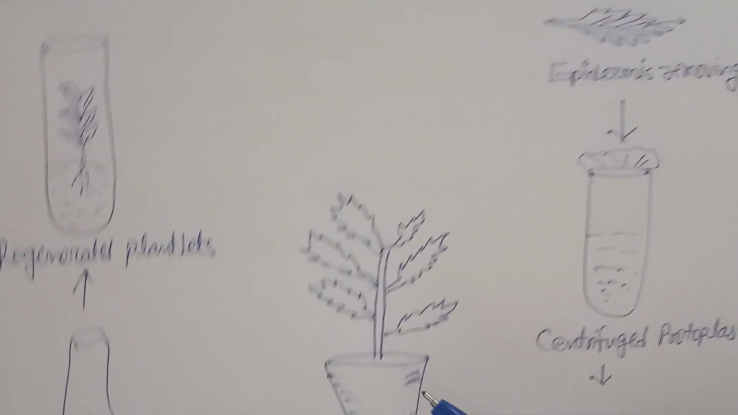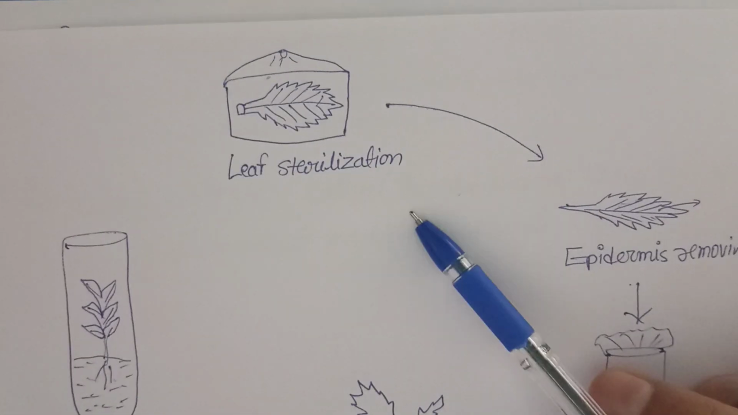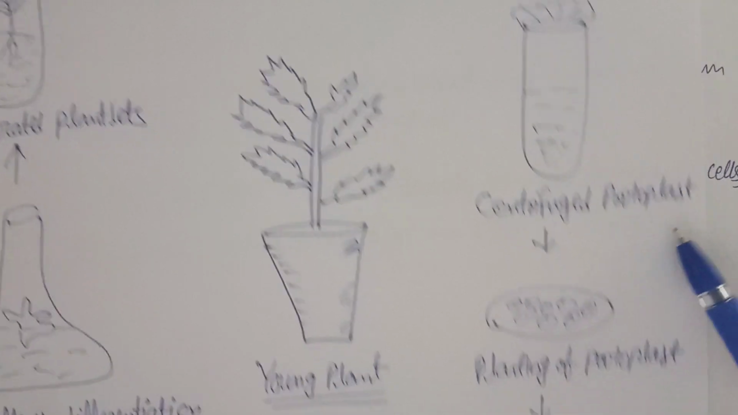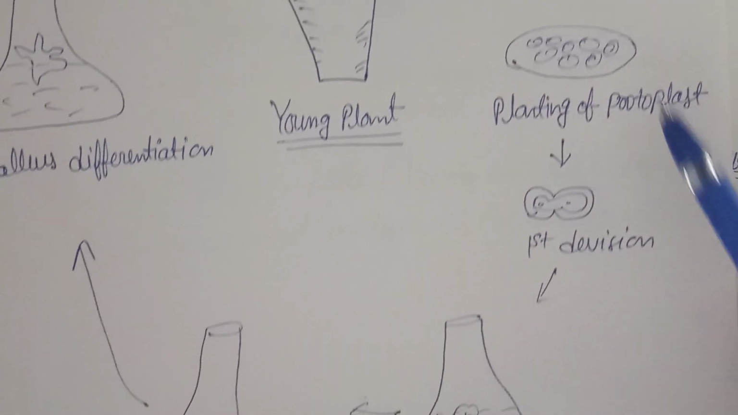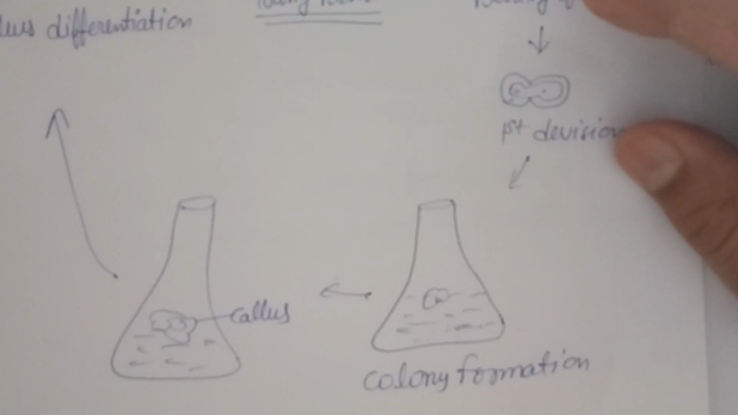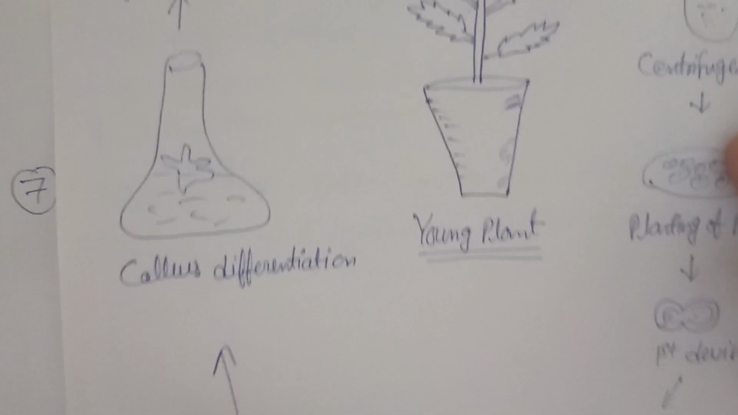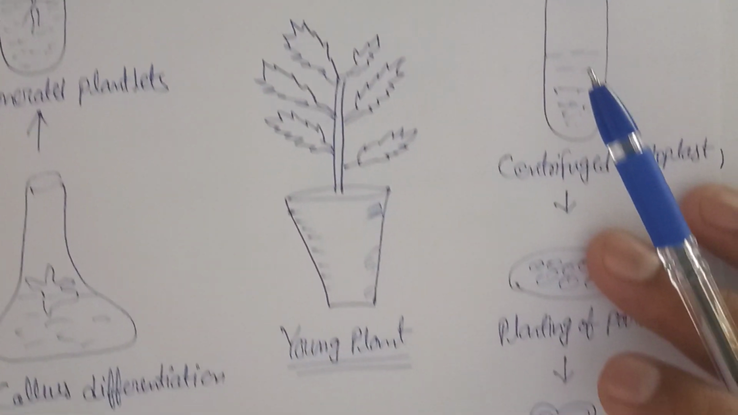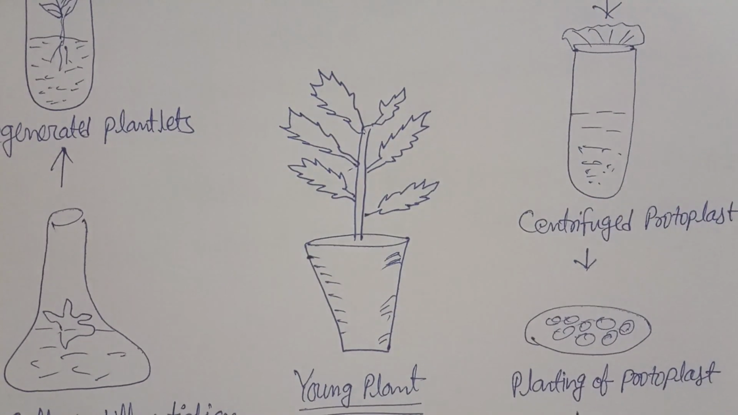So it is the step by step procedure of protoplast culture: leaf sterilization, epidermis removal, then centrifuging the protoplast, planting of the protoplast, first division of the protoplast, then we can see the colony formation, then the callus, then callus differentiation, then regenerated plantlets, and ultimately the young plant we are going to observe in this case, right?